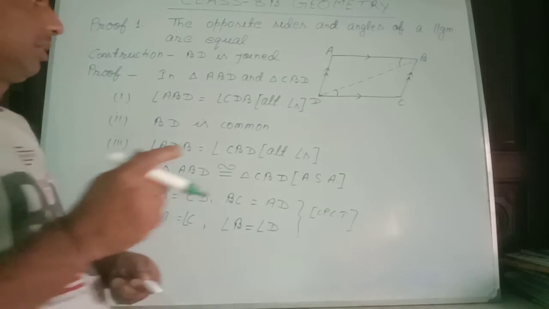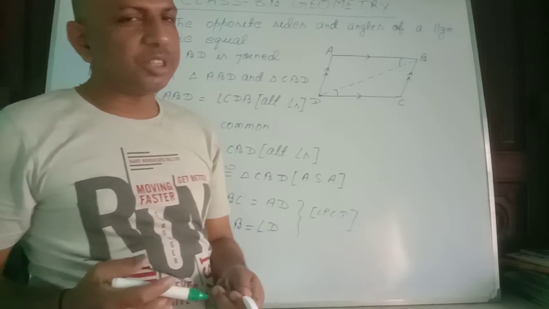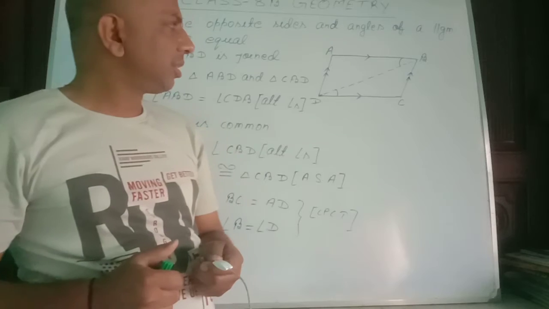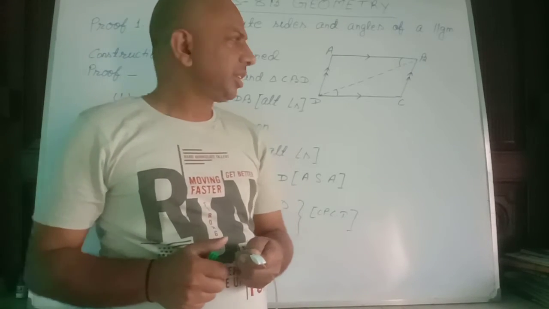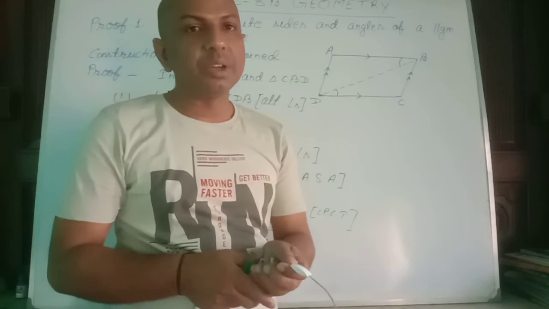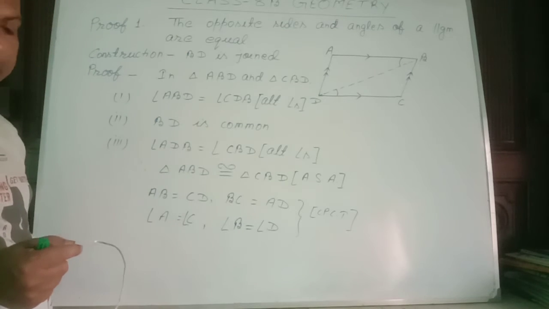Second condition, BD is common. What does it mean BD is common? That BD lies in both the triangles. In triangle ABD, BD is one side, and in triangle CBD also BD is one side. For that reason I have written BD is common.